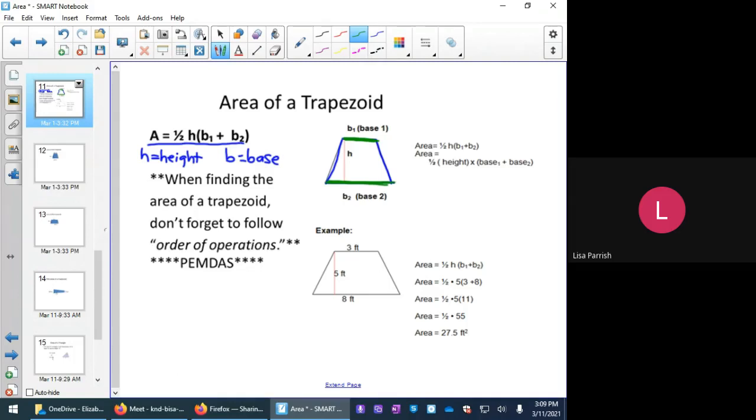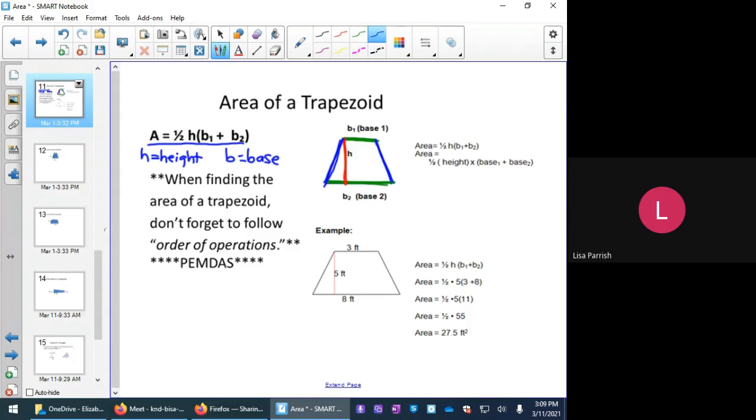The height is the line that runs between those 2 bases. It's not very straight, but that is the height. Just like Mr. Harden taught you on the parallelograms yesterday, the height is the straight line. Okay, now you do have these 2 slanted sides. We're not ever going to use these on this formula for trapezoid.